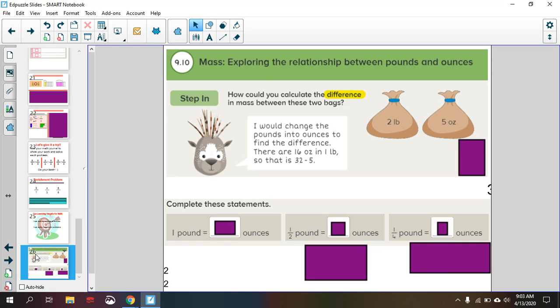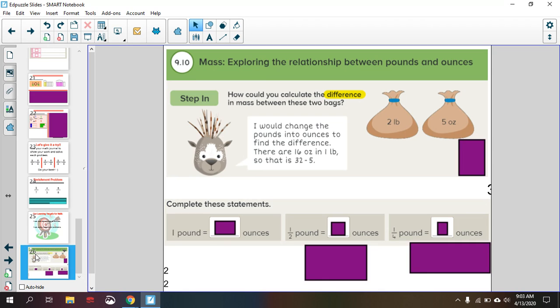All right, so on page 346 at the top, we're talking about exploring the relationship between pounds and ounces, which is kind of like a step up from what we did the other day. At the top there in the step in, it says, how could you calculate the difference in mass between these two bags? Well, the first thing we have to focus on there is what difference means. The difference is the answer to a subtraction problem. So you know you're trying to subtract these two bags.